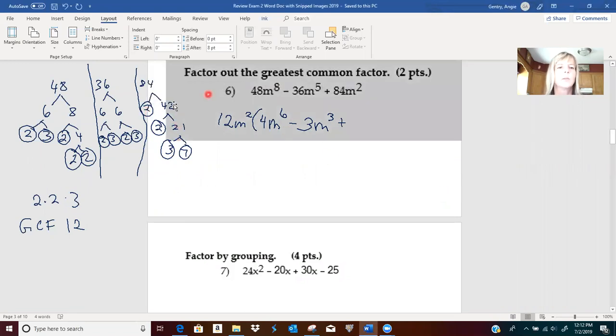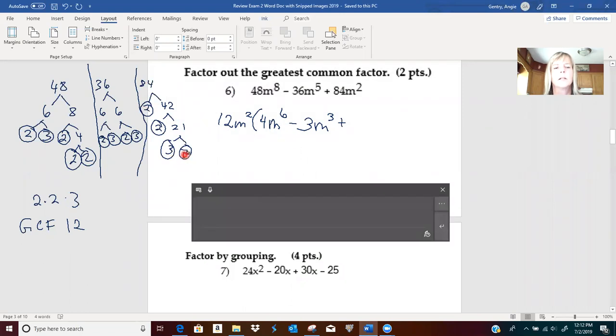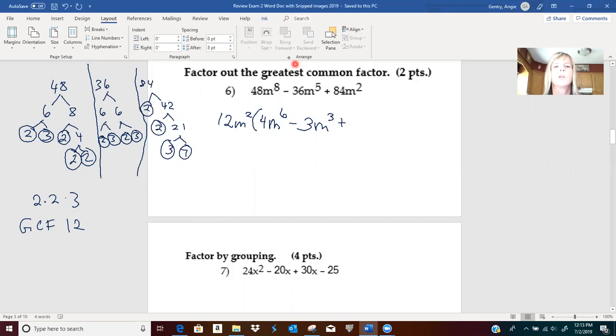So I hope you can see my pointer even when I don't touch it. You see how this 84 is made up of 2 times 2 times 3 times 7? And do you see that 2 times 2 times 3 is the 12? And whatever's left, that 7 there, is what needs to go inside here. So you can use that, or you can use a calculator. And I always encourage people to use a calculator, but know how to use the calculator.